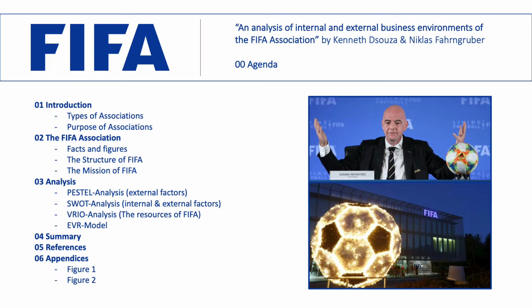After a brief introduction into associations in general, what types there are, and what the usual purpose of an association is, we will jump straight to FIFA, giving you some key facts about the organization as well as its structure, mission and vision. After that, we will go into the analysis part of the presentation, looking into both internal and external factors, using different models such as PESTEL, SWOT and the Frio analysis, as well as the EVR model, which we will then be using to summarize how FIFA slots into the different types of associations that we have.